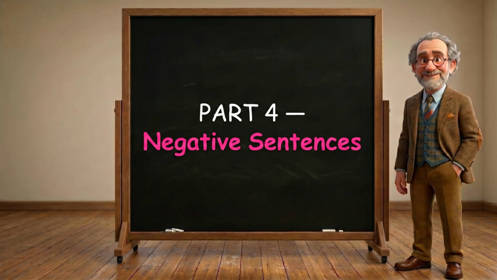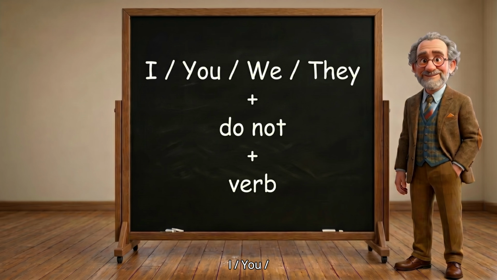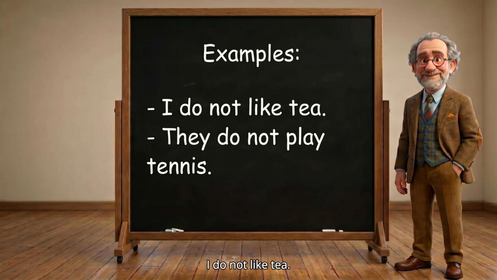Negative sentences. Now let's make negative sentences. We use do not, does not. Structure. I, you, we, they, plus do not, plus verb. Examples. I do not like tea. They do not play tennis.